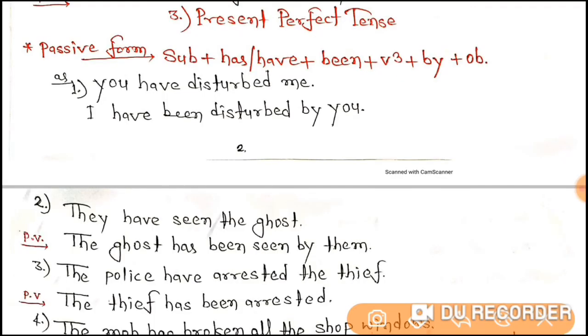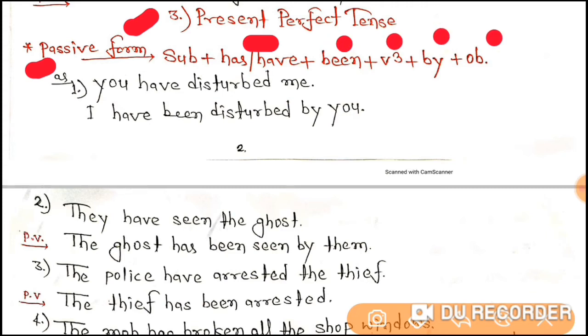Hello students. So in previous class we had already done the passive voice of present indefinite tense and present continuous tense. So we will start the third one, present perfect tense, the passive voice of present perfect tense. So the passive formula of present perfect is what? Subject, has and have, then been, then V3, by and object.